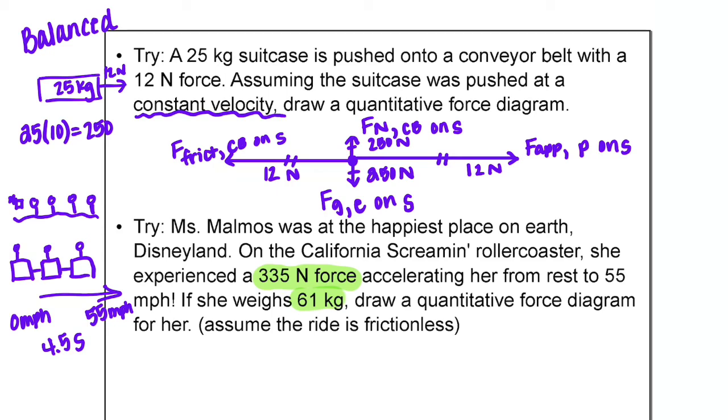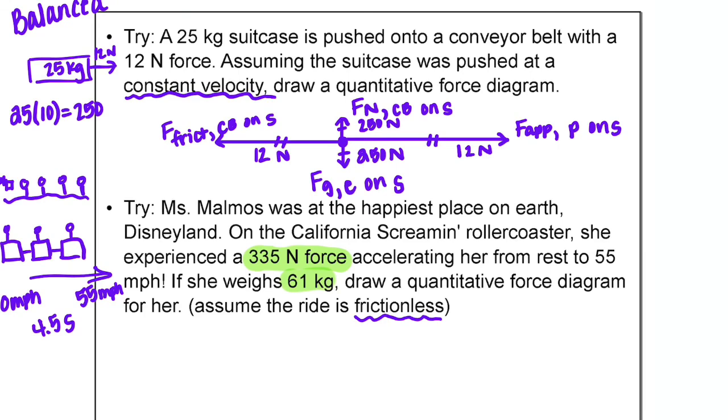We want to draw a quantitative force diagram for me, and we're just going to make life simple and assume the ride is frictionless. We know that's not the case, but let's make it simple. So let's get started. I'm going to represent myself as a dot. I'm going to do it over here because it seems like there's more room. So first things first, there is an applied force on me that is 335 newtons. Now, I can say that it's coming from the mechanics of the roller coaster, the wheels, traction, all that good stuff. But I'm just going to keep it simple and look at what my person is immediately touching, and that is the seat in the cart.